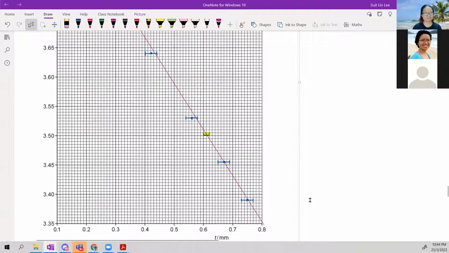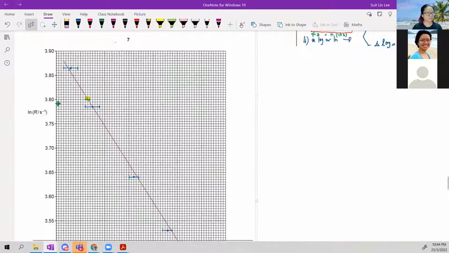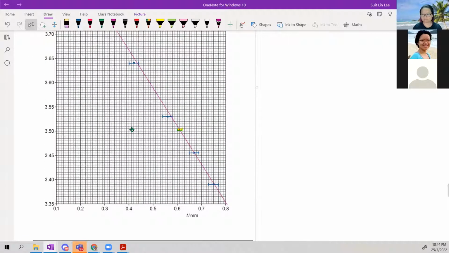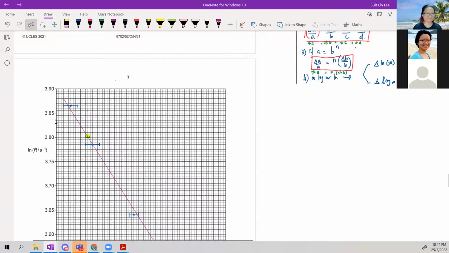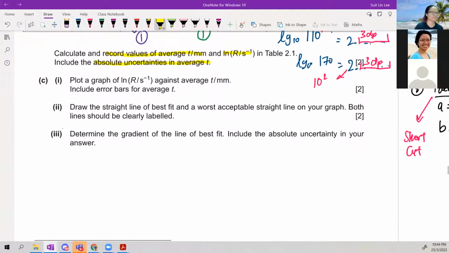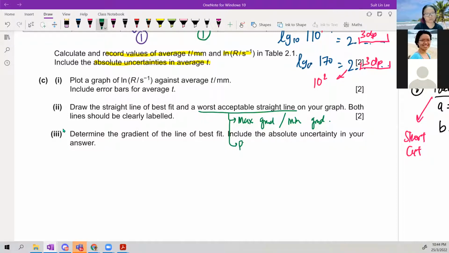Okay, now let's balance. All right, now we can look for the gradient. Oh wait, you need to draw your worst fit and best fit line. For the worst acceptable straight line, you will take the maximum allowed gradient or minimum allowed gradient. But very important, it must pass through all error bars.